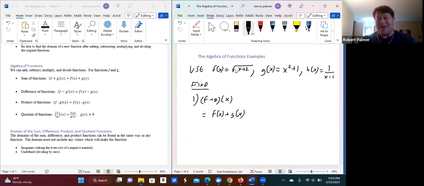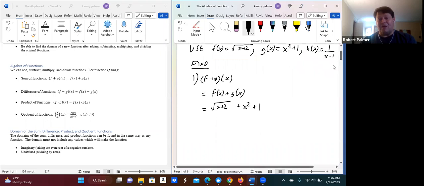All right, so I'm going to add these two together. In this case, f of x is the square root of x plus 2, plus g of x, which is x squared plus 1. In this case, you always want to combine your like terms and simplify the function. There are no like terms, nothing to combine. So unless you just want to reorder the terms, this is our combined function.